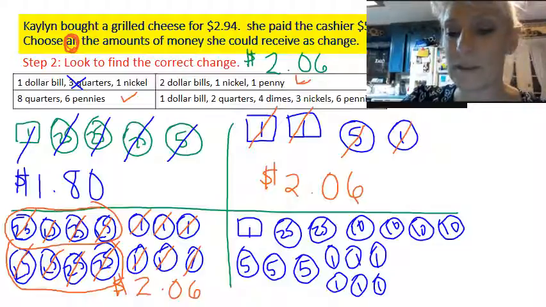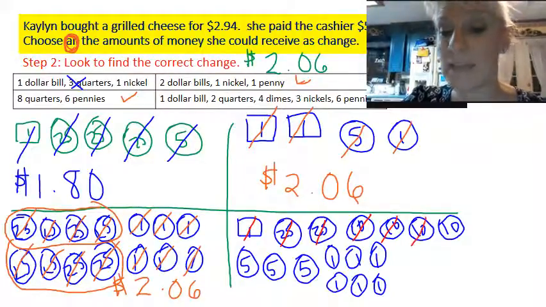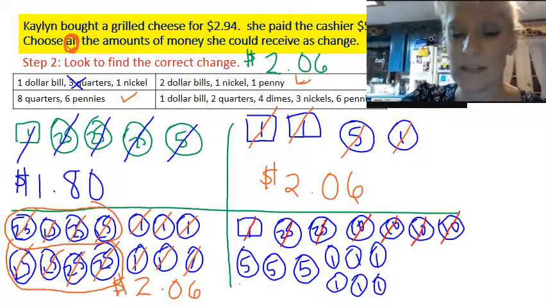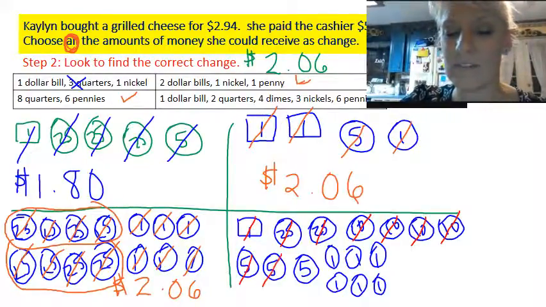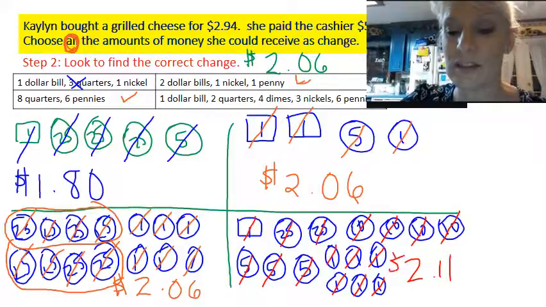All right, let's go ahead and count them. I have $1, 25, and 25 more makes 50. 10 makes 60. 10 makes 70. 10 makes 80. 10 makes 90. 5 makes 95. 5 more makes $2. $2.05, $2.06, $2.07, $2.08, $2.09, $2.10, $2.11. This shows me that I have $2.11. That is not the value that I'm looking for. I'm looking for $2.06. So I'm going to cross that out.